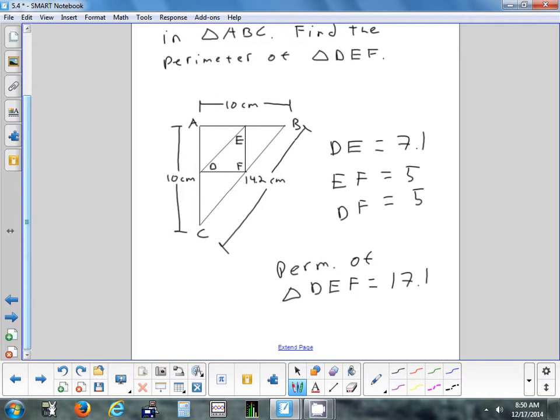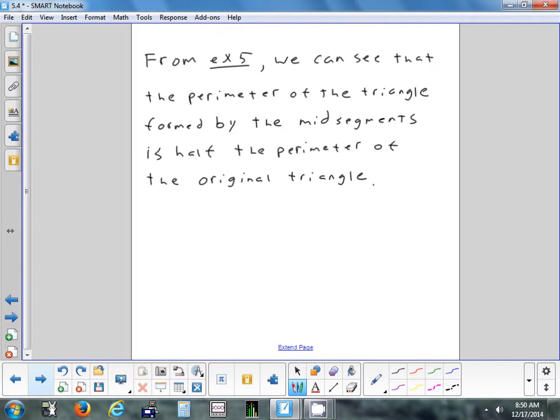Okay? So the perimeter of a triangle formed by connecting the midsegments is half the perimeter of the original triangle. And hopefully that makes sense. Each side is half as long, so the perimeter is half as big. Okay, any question on that one?